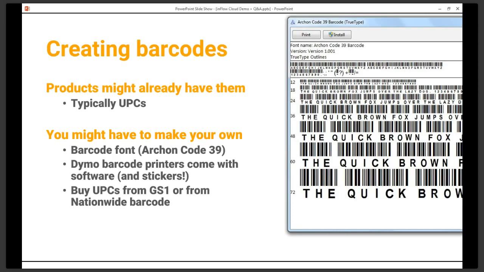And if you want to get a label printer, the Dymo barcode printers come with software and stickers to actually make your own barcodes as well. And you can also buy UPCs if you want that barcode to be recognizable outside your internal operation. Like if you want to be able to send it to someone and have that actually in a database.